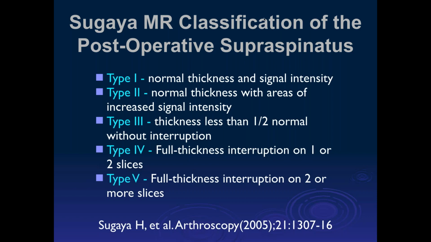So there is a classification of the post-operative supraspinatus tendon. This is from arthroscopy in 2005. Type 1 is normal thickness and signal intensity. Type 2 is normal thickness with areas of increased signal intensity. Type 3 is thickness less than half of normal. Type 4, full thickness interruption on one or two slices, and type 5 is a full thickness interruption.